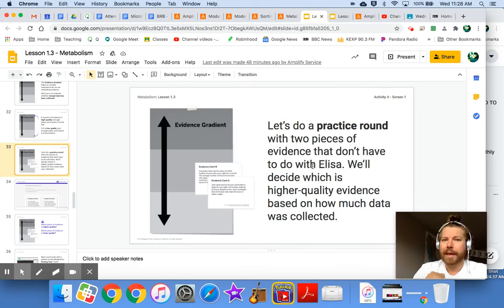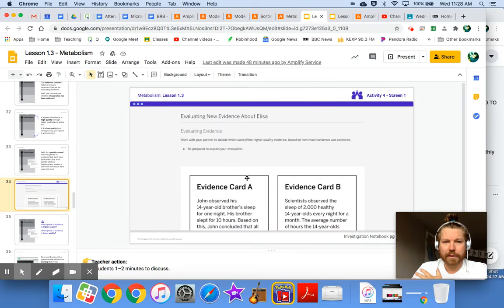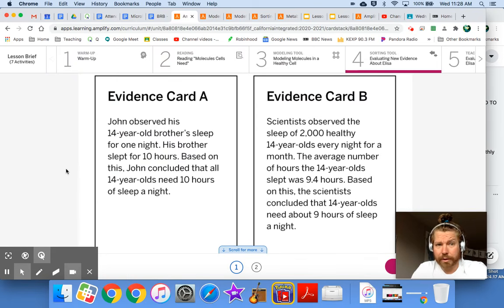Here we go. We're going to do a practice round with two pieces of evidence that don't have to do with Elisa, and we're going to see which one is higher quality. So here are the two pieces of evidence. Let's see. Is there a better way to view these? And here they are. We have evidence card A and B. I'm in activity 4 in Amplify.